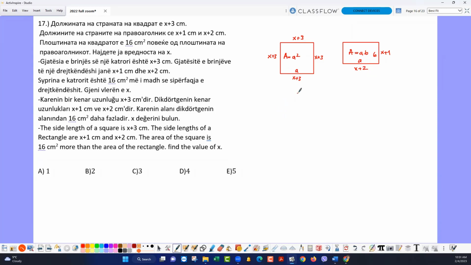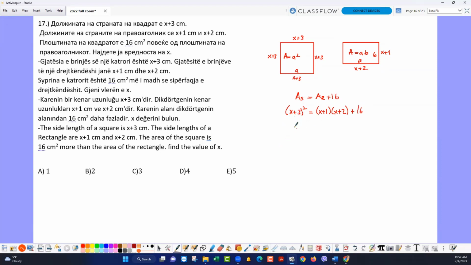So it says that the area of the square is 16 more than the area of the rectangle, which means the area of the square is equal to the area of the rectangle plus 16. And the area of the square is a squared, which means x plus 3 squared, is equal to x plus 1 times x plus 2, plus 16.